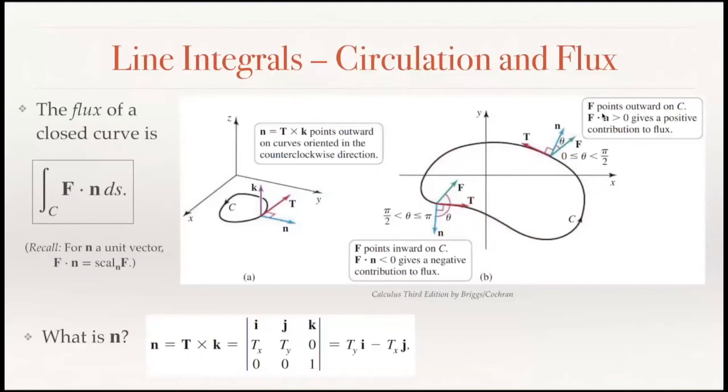To do this, we'll want to compute that normal vector n. Fortunately, we won't have to do what we did before, t prime over the magnitude of t prime. We can use a little trick, and that is to realize that n is orthogonal to both t and the unit vector k in the direction of z. So we can just take the cross product of t and k, and that is the component of t in the direction of y times i minus the component of t in the direction of x times j. You can compute the cross product and you'll get that.